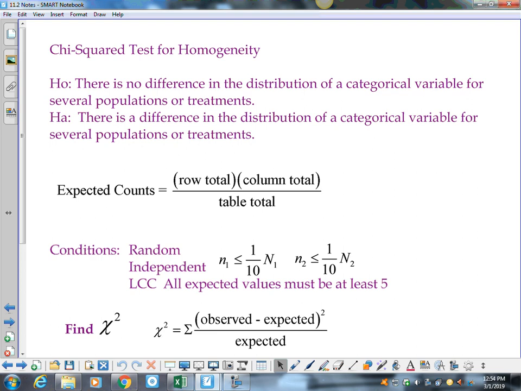Okay, now this is new. Expected counts. You take your row total times the column total and divide it by that bottom corner number, which is the table total, which we shall practice. That's how you find your expected counts.